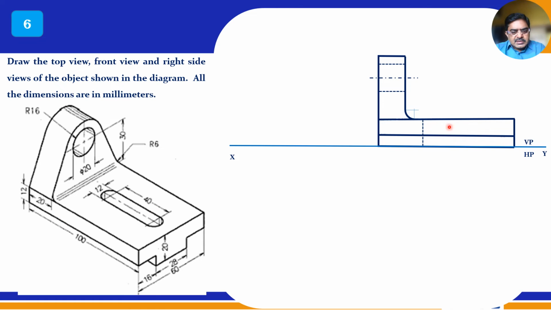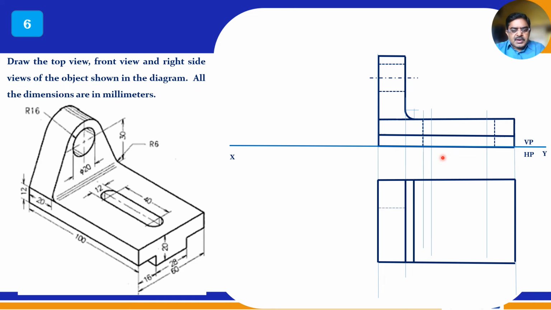The keyhole is not visible in the front view, right? The length is 40 mm, and conveniently you can take the center point, then 20 mm this side and 20 mm this side, and then 6 mm, so totally 40 plus 12, which is 52 mm. 52 mm can be taken for this keyhole. So the front view is completed.